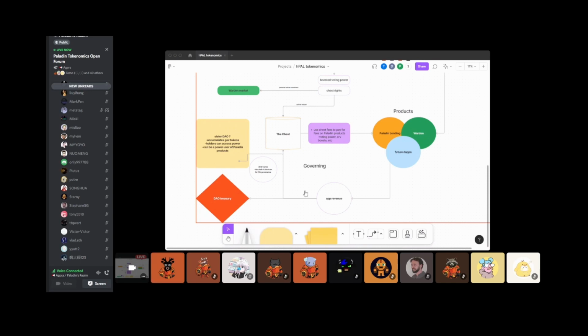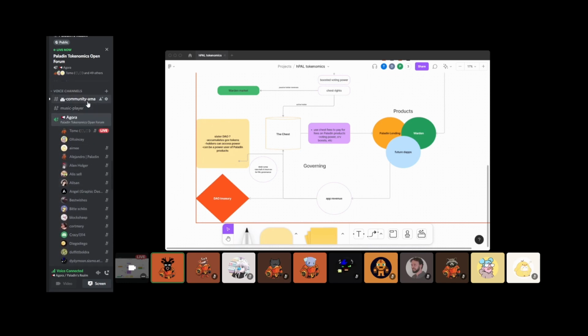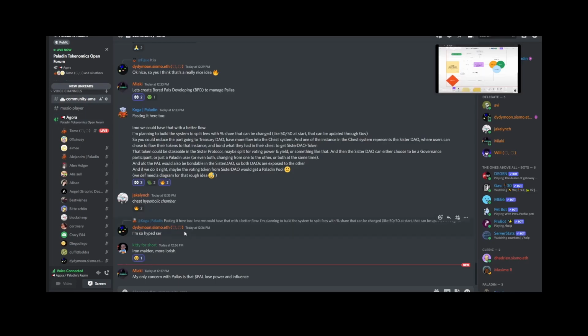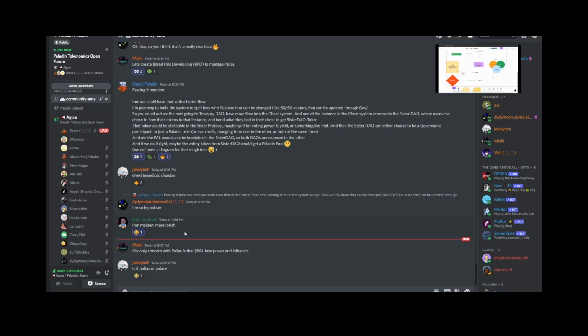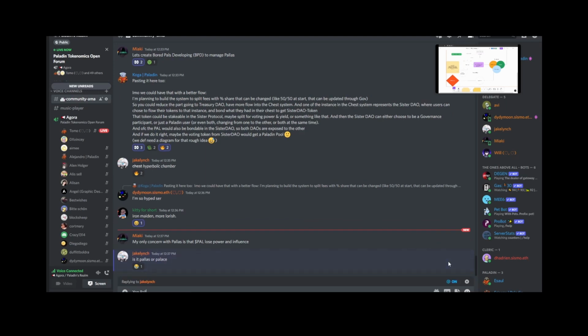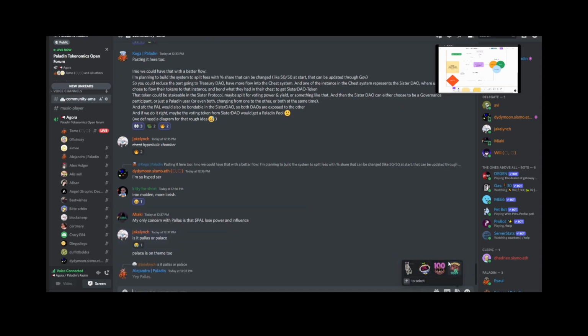And well, in the sense they don't really lose. Miyake is saying that if we create something like this, Pal loses power and influence. In the sense they don't, because the Palace token is basically a subsidiary of Pal. No, Jake, Palace means it's the goddess of strategy. It's Athena Palace, so it's a reference to one of the NFTs that was made. But yeah, the palace is on theme too.